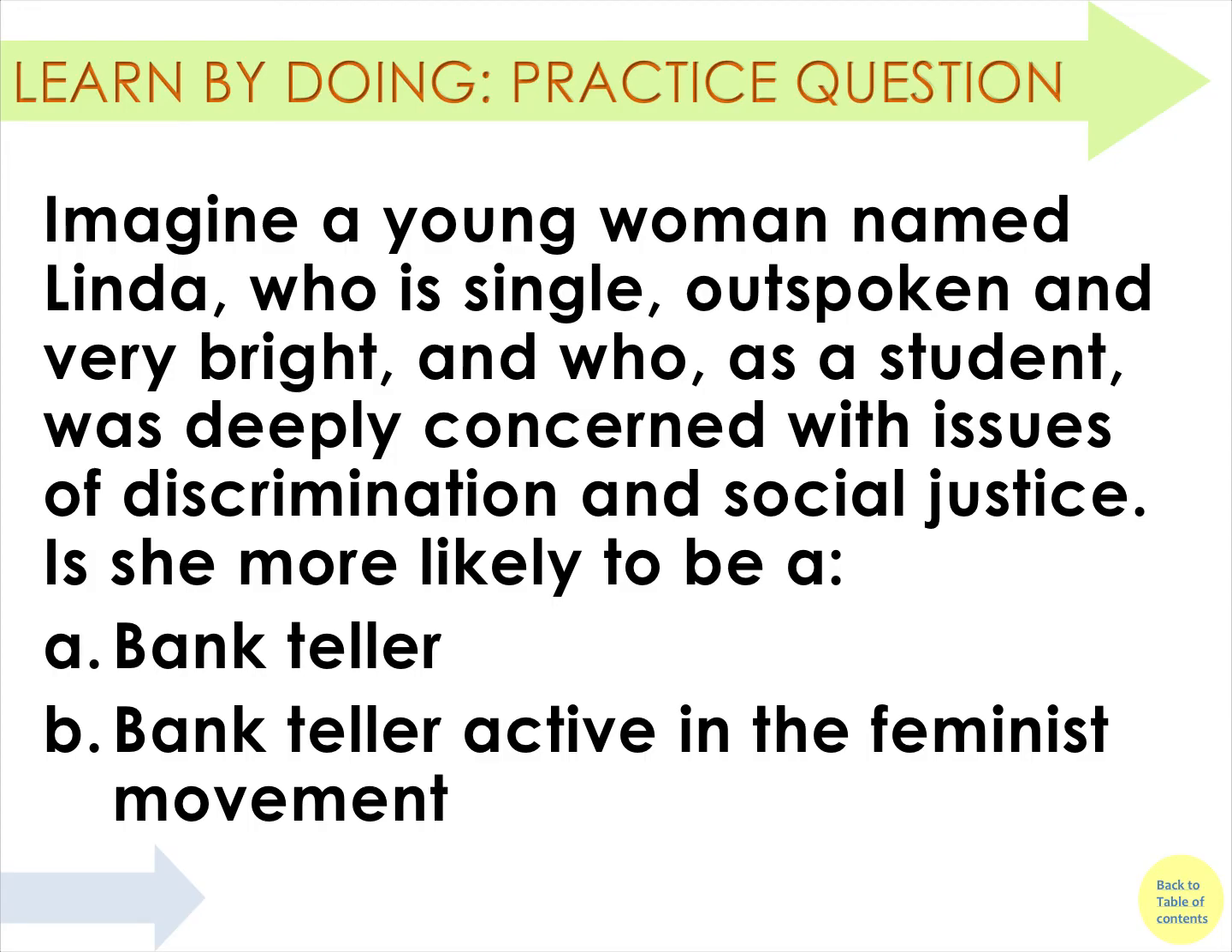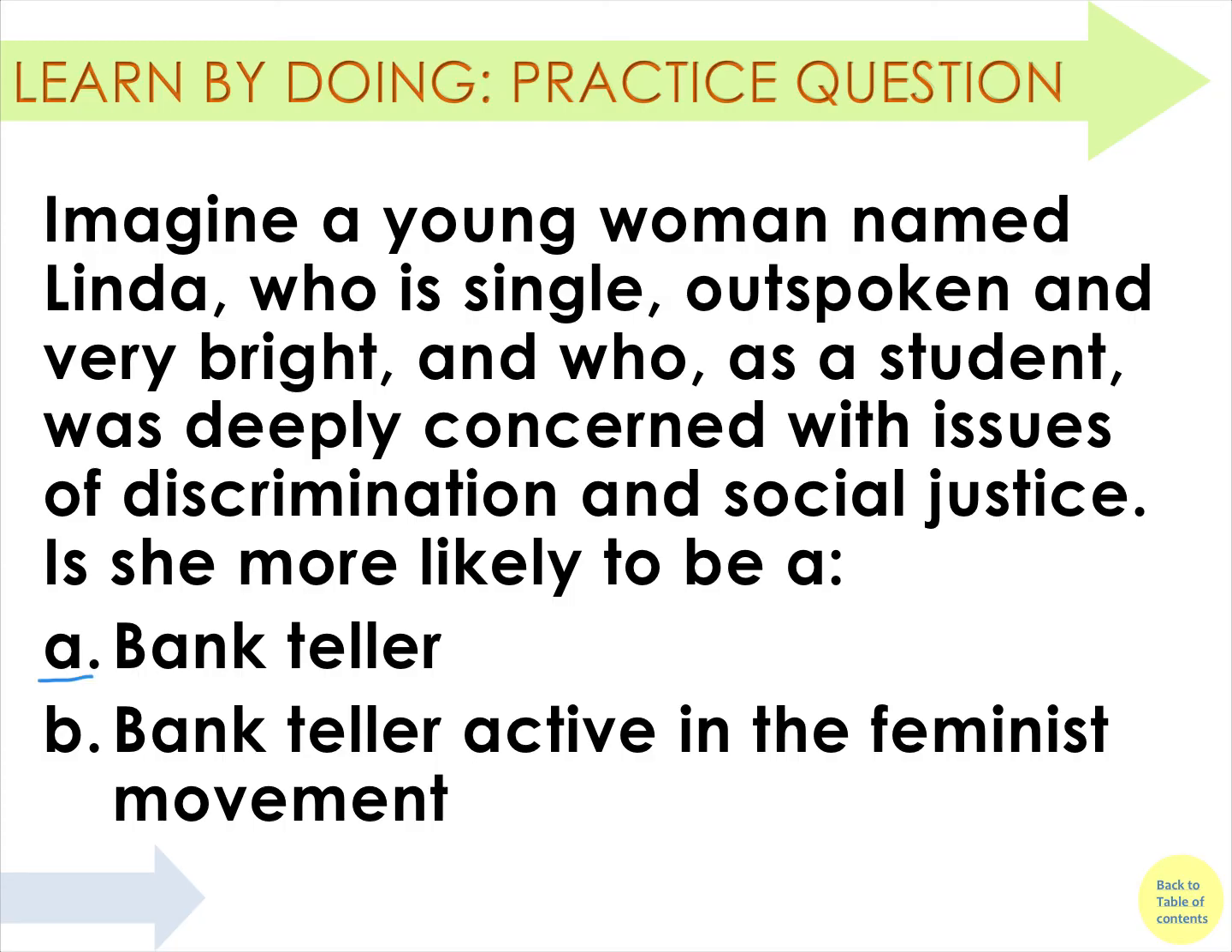A very interesting shortcut that we take that ends up sometimes being a problem is this idea of misassigning probabilities. So, for instance, this is the famous Linda problem as told in Kahneman's book, Thinking, Fast and Slow. Imagine a young woman named Linda who is single, outspoken, and very bright, and who, as a student, was deeply concerned with issues of discrimination and social justice. Is she more likely to be A, a bank teller, or B, a bank teller active in the feminist movement? Think about it for a minute. Answer in your head, and then I'll tell you what most people say.